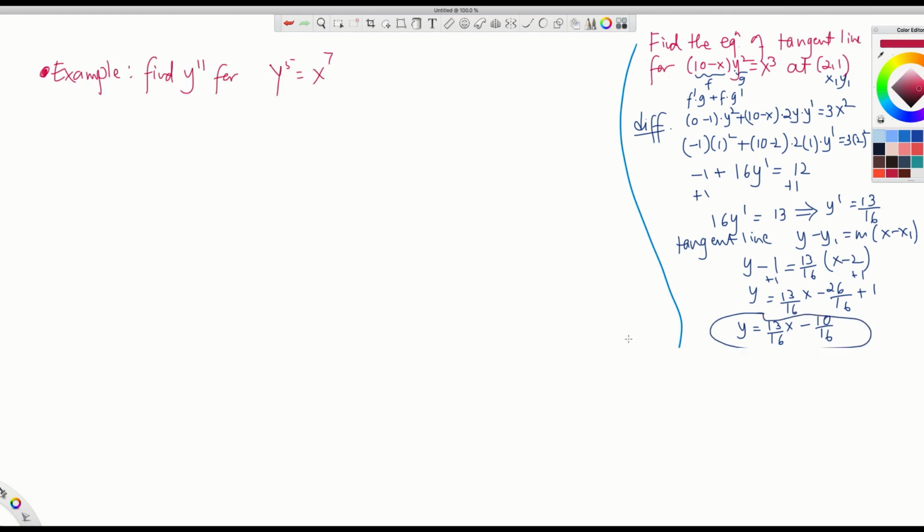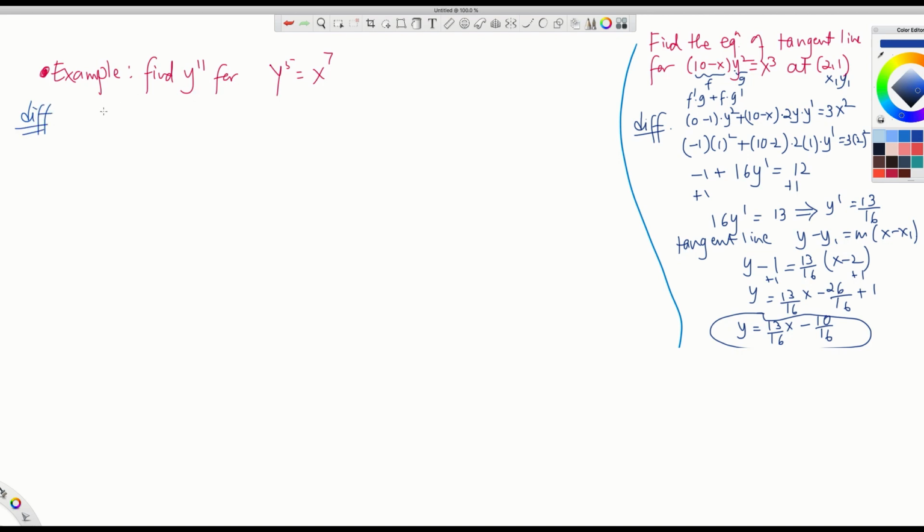Actually, I had to close the software because there was an error. So this was the last question that I had written on that page. So how do I find the second derivative if y to the 5 equals x to the 7? That was the other question. So what we do is find the derivative, differentiate.